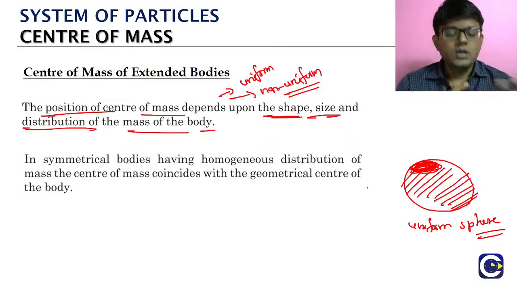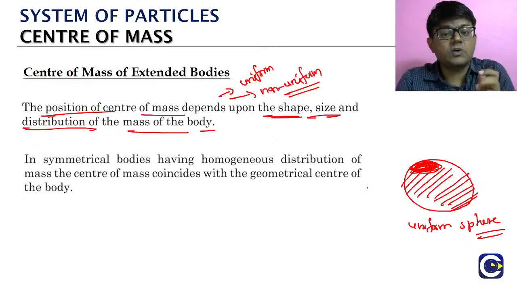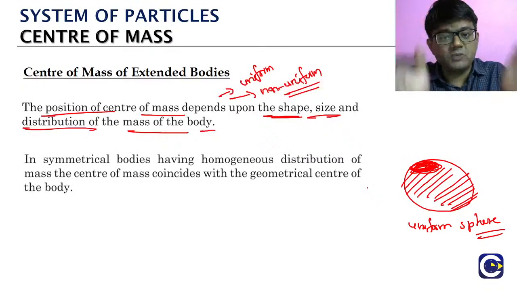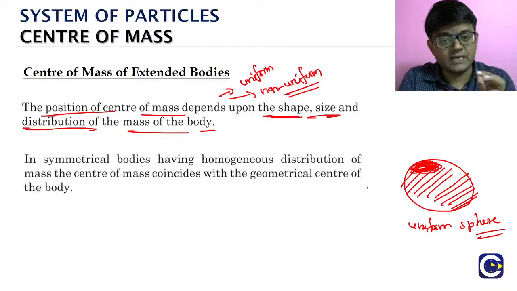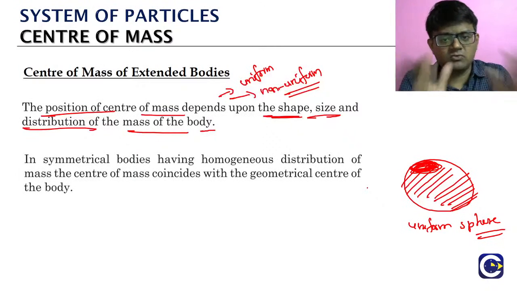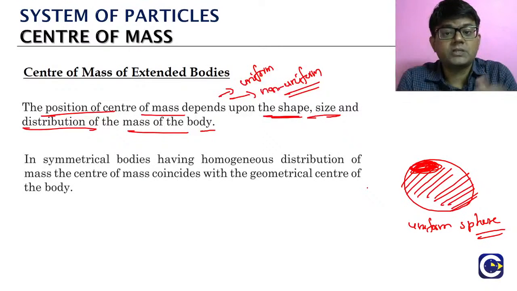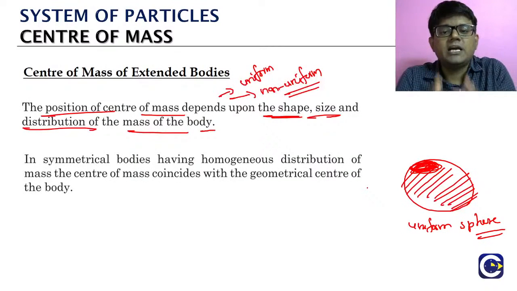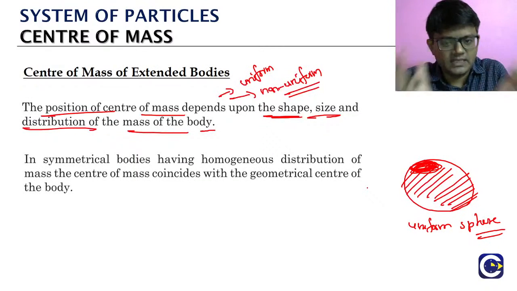So the position of the center of mass of an extended body depends on the shape of the object, definitely, because we will see many examples, whether it is a spherical shape or a cylindrical shape. It depends on the size, the geometric parameters, the dimensions, like length and breadth. It also importantly depends upon how the mass is distributed inside the object. But mainly, at the NEET level, we will mostly focus on the symmetrical bodies. Symmetrical bodies means like a sphere or a cylinder.